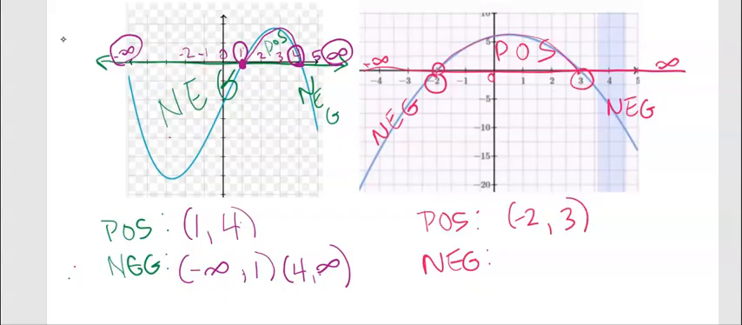So I know I'm going to use -2 and 3 on my negative intervals because remember we use those same numbers. So negative, we started on the left, and then we stopped at -2. That one's done. And then this negative region, we started at 3, and then we kept going on the right, which is infinity.